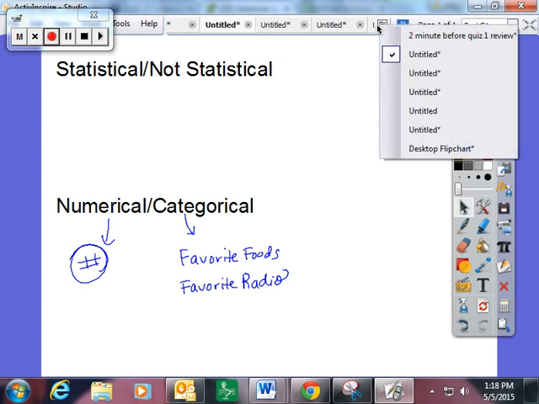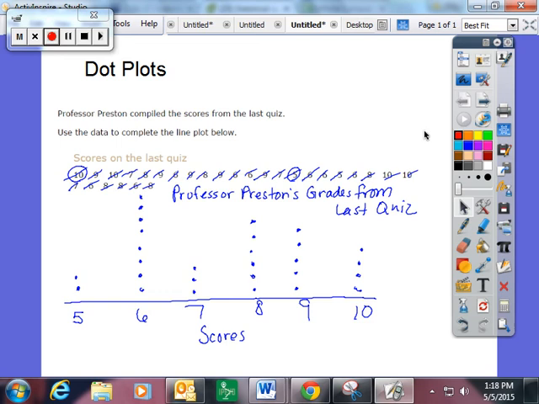Lesson 2 was on dot plots. Another name for it could be line plots, okay? So I did a dot plot here for you, and let's talk about it together. Professor Preston compiled the scores from the last quiz. Use the data to complete the line plot below.